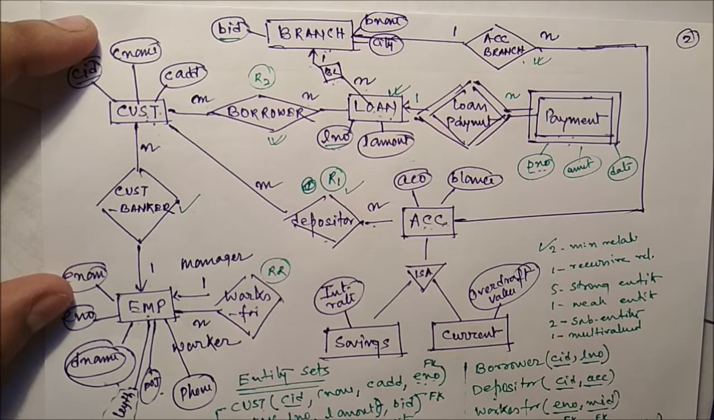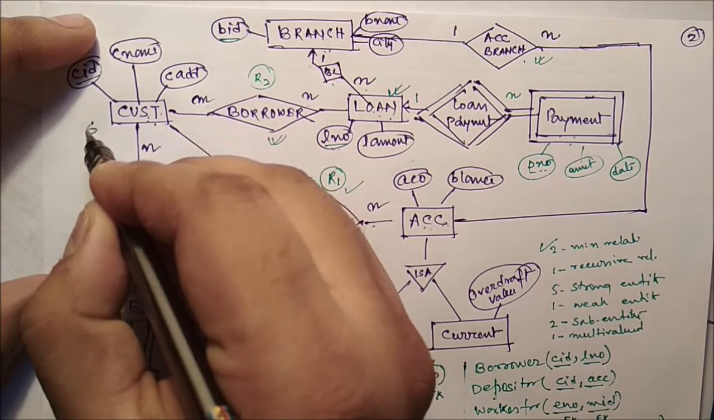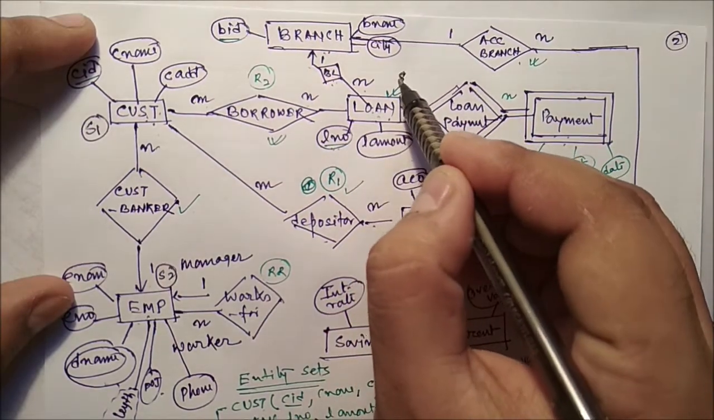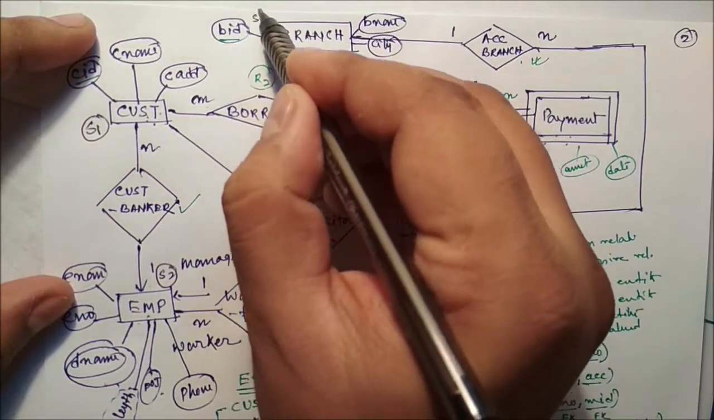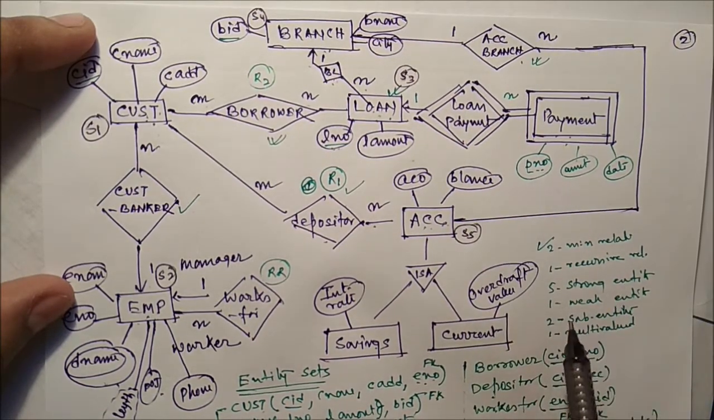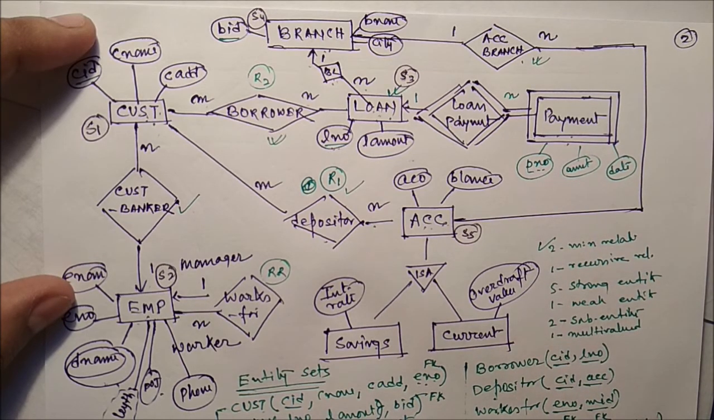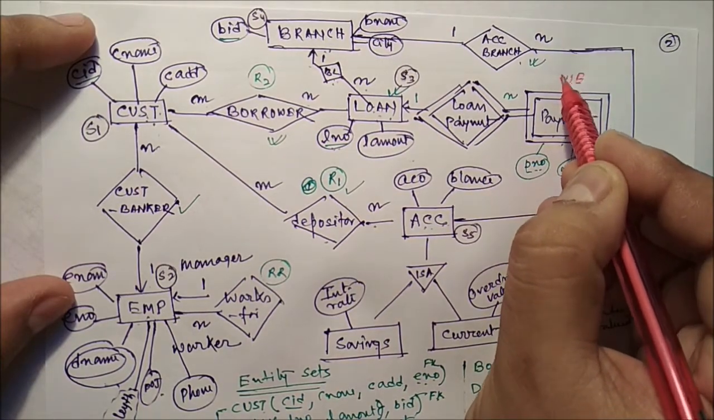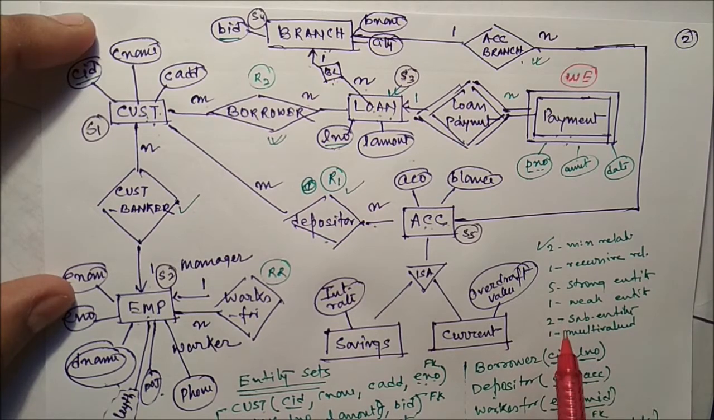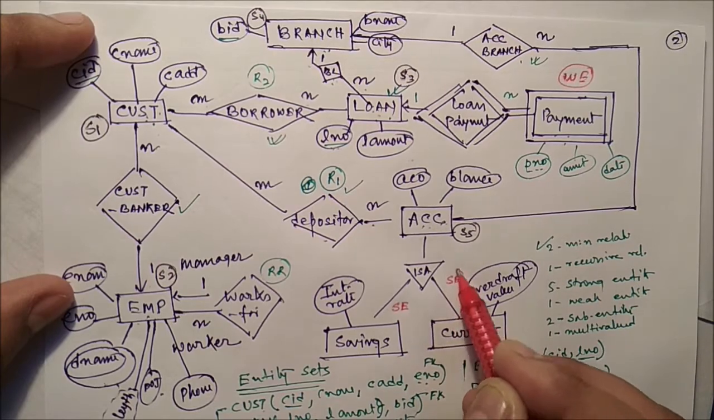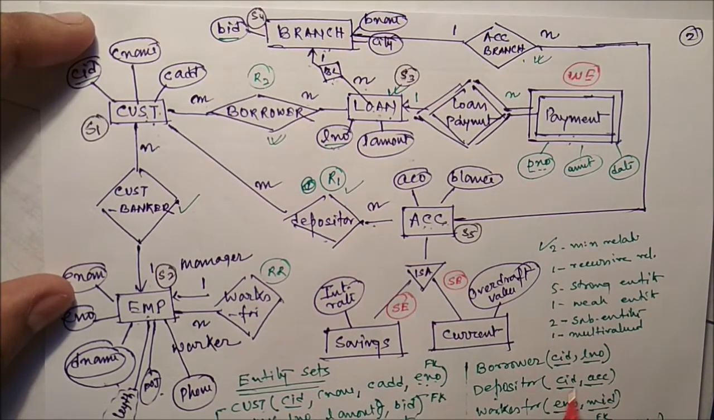One recursive relationship is there, and we can see 5 strong entities are there. Strong entity 1, strong entity 2, strong entity 3, strong entity 4, and strong entity 5. So 5 strong entities are there, and 1 weak entity is there. This one is a weak entity. 2 sub entities, subclasses, are there, this one and this one, and 1 multi-valued attribute is there.